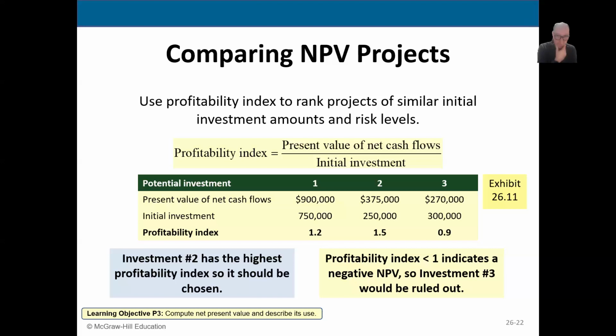For that simple formula, we have 3 different projects, 1, 2, and 3. Present value divided by the initial investment. I got a profitability index of 1.2, 1.5, and 0.9 respectively. Obviously, the one I would select would be project 2 because it has a profitability index of 1.5. The second option would be project 1. I probably would not select project 3 because it's below 1. That's how that works. So when you hear the word index, it's a ranking system.